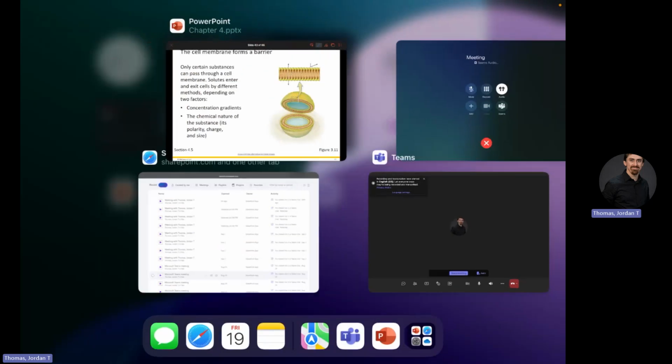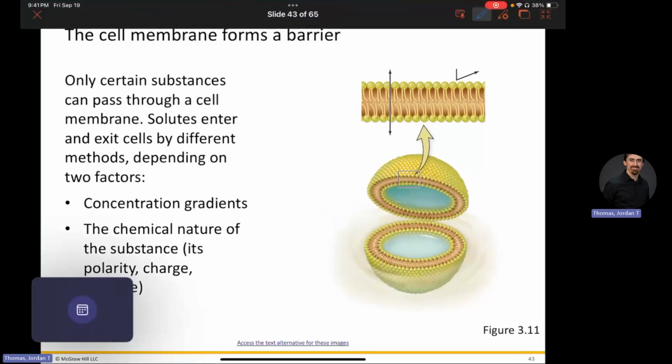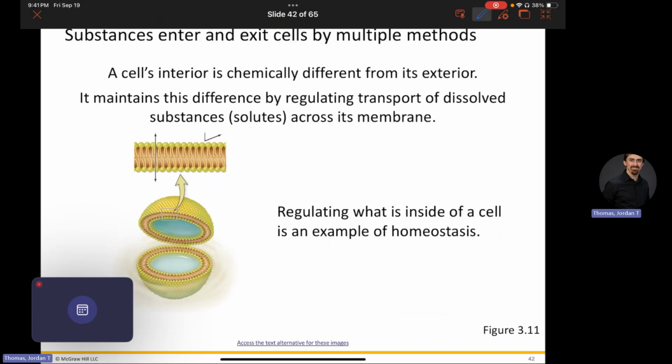Okay, welcome back, class. So we left off on ATP and enzymes. Last part of this chapter is membrane transport. And before we get into the membrane, let's talk about a couple of things.